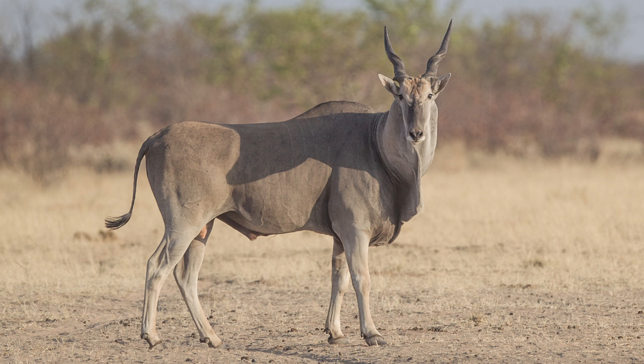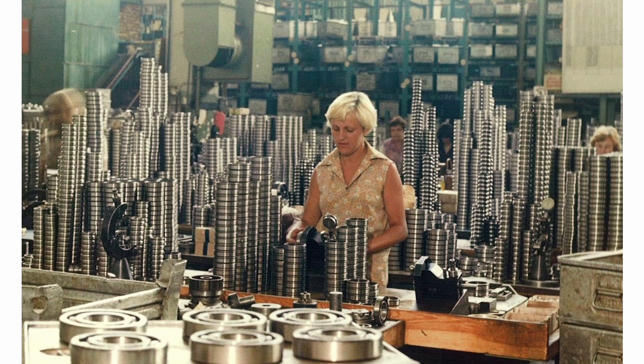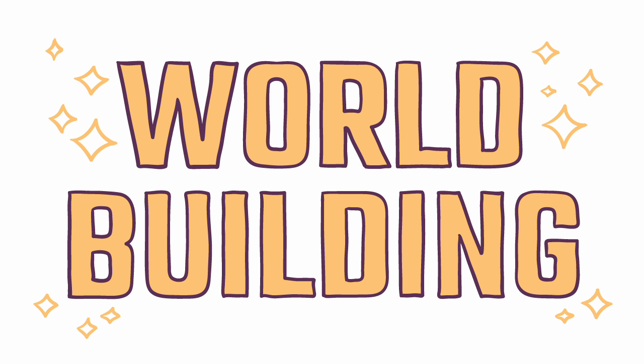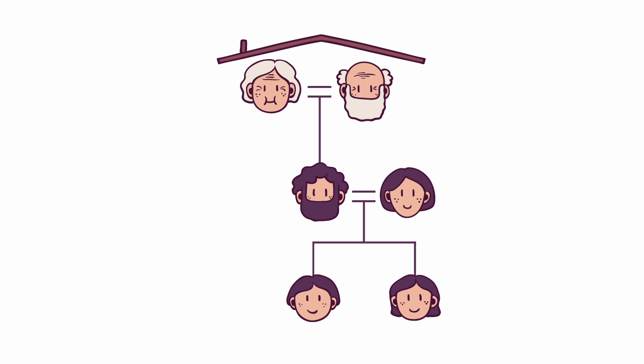In a hunter-gatherer society, families move to where the food is, and in an industrialized society they move to where the jobs are. And the nuclear family is the smallest possible mobile family unit, so that's something to keep in mind when world building. Next is patrilocal residence, where a wife moves in to live with a husband and his family.